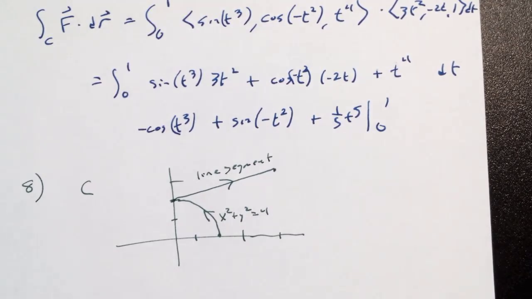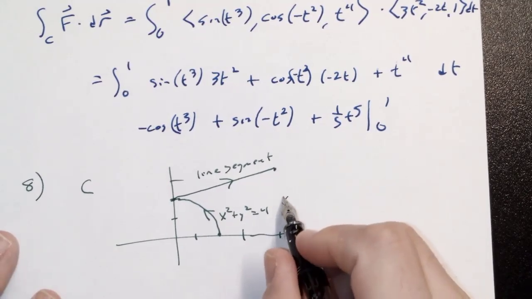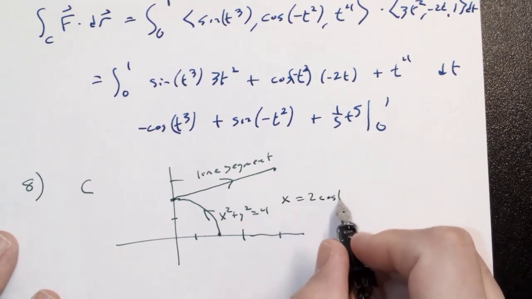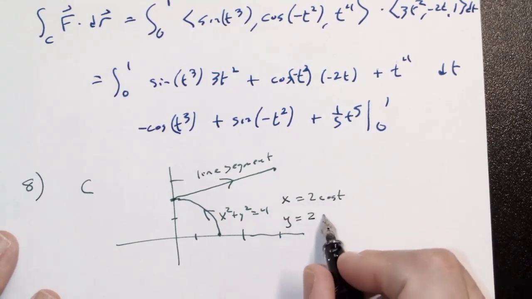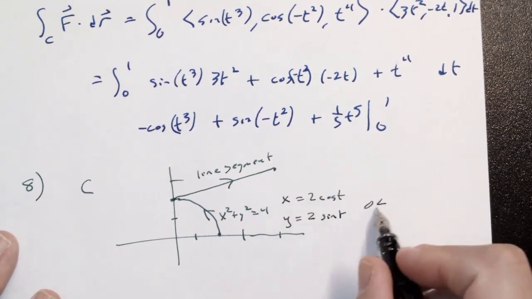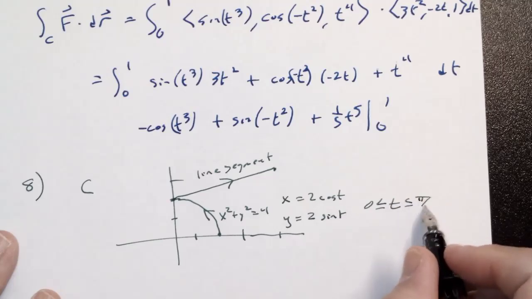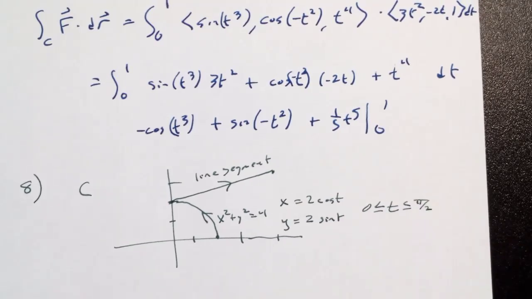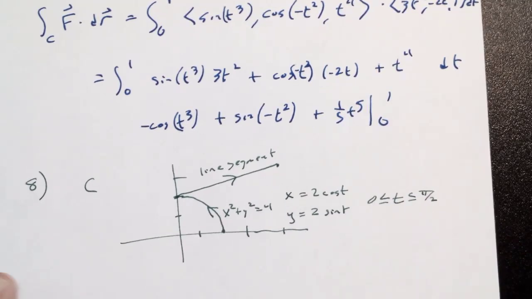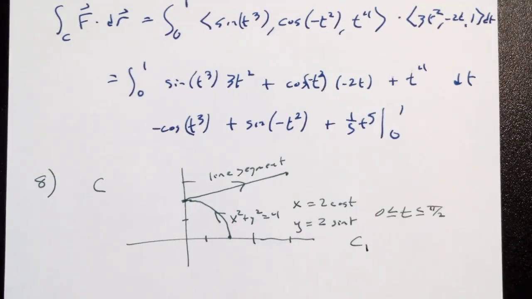Okay, hang on a second. I'm really happy to see that we're going this way around the circle. What are the parametric equations for my circle? And what's your range of t? Beautiful. Then that's going to be curve 1.